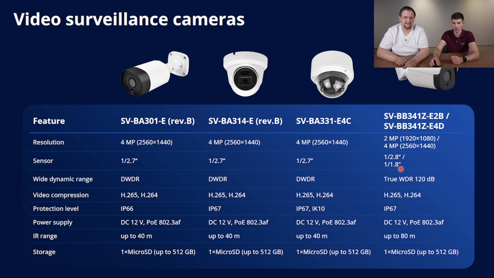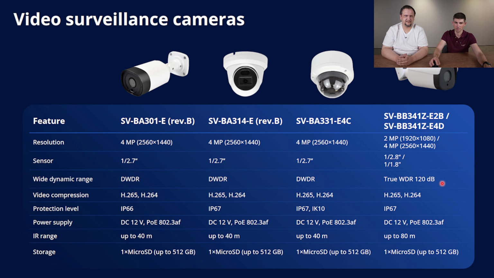Because of the different architecture, you can see that it's no longer named SVBA, it's called SVBB. So this B letter means that it's got a more powerful CPU, allowing us to offer true WDR on this camera. Other models have digital wide dynamic range, whereas this one has a hardware wide dynamic range.